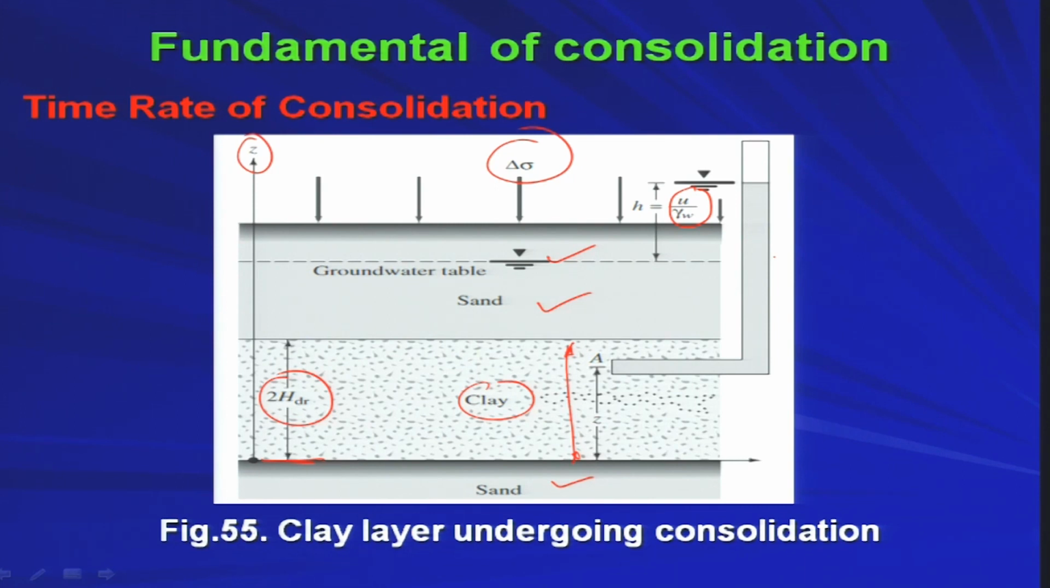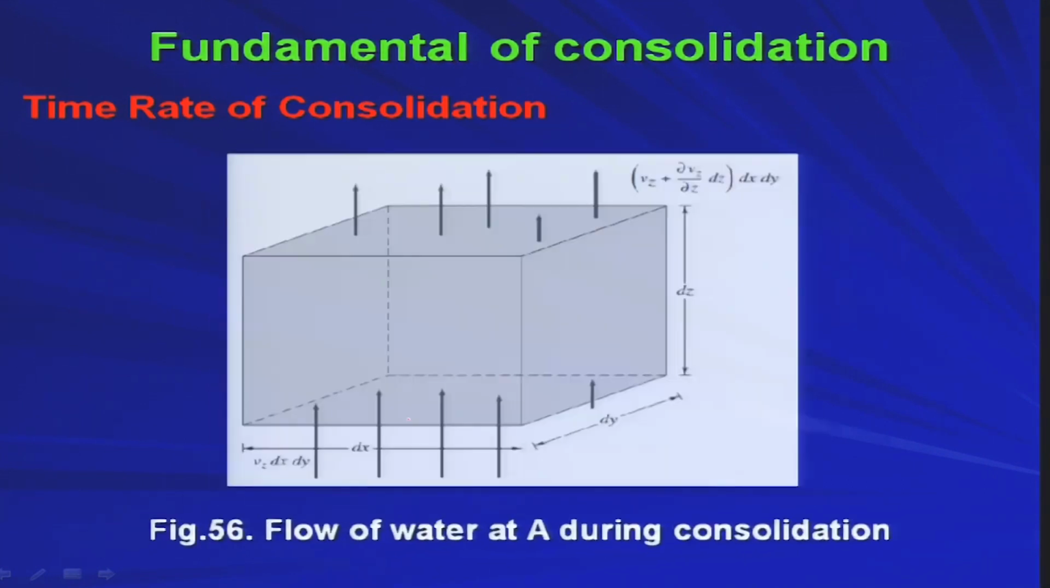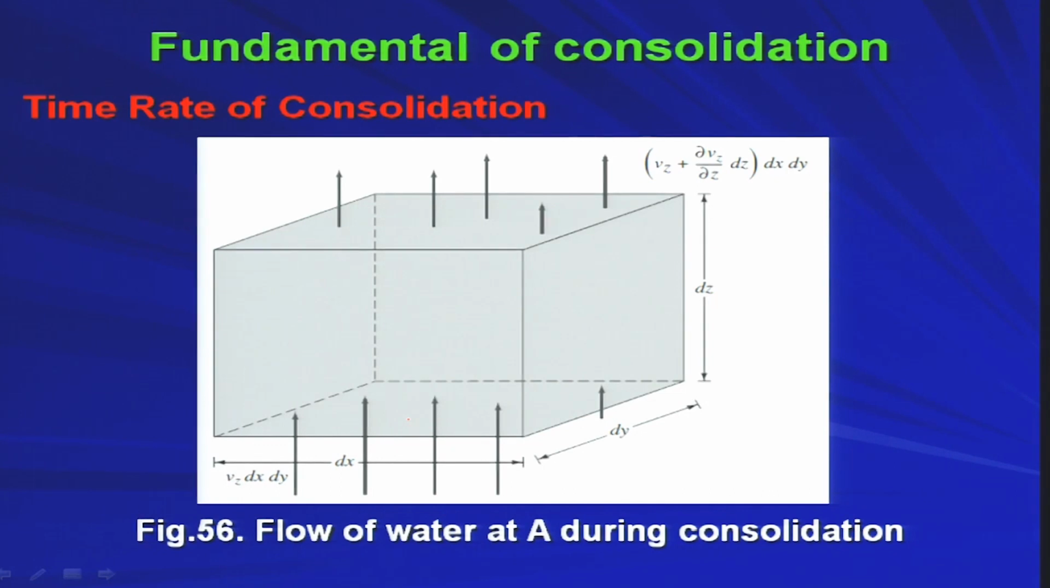Now, we are considering some 3-dimensional soil element in the clay deposit, which has dimensions dz in the z direction, dy in the y direction and dx in the x direction. So dx into dy into dz is the total volume of this soil element. Now, we are considering 1D flow, which means the flow will be only in one direction, as that is another assumption in establishing the 1D consolidation theory.